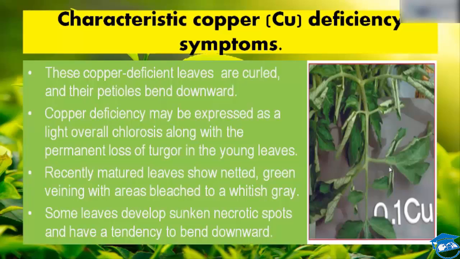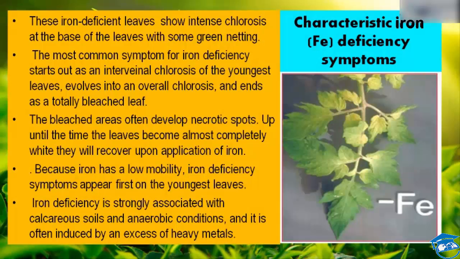Some leaves develop sunken necrotic spots. Sunken means deep seated necrotic spots. Necrotic means death of the tissue, and they have the tendency to bend downward. So when curling takes place in the downward direction, that shows that the plant has a characteristic copper deficiency symptom. Now come to the iron.